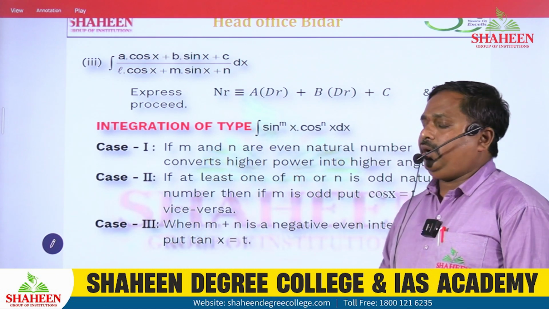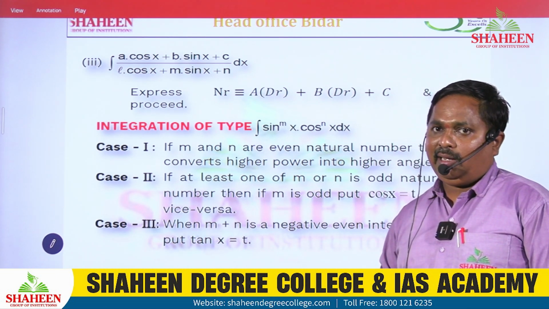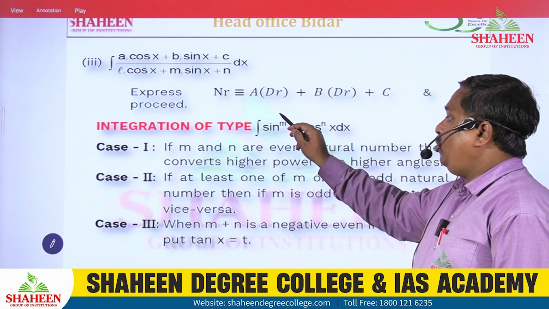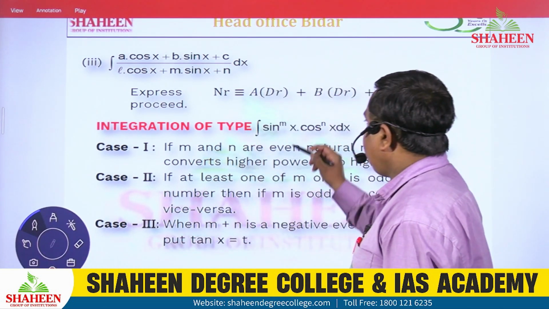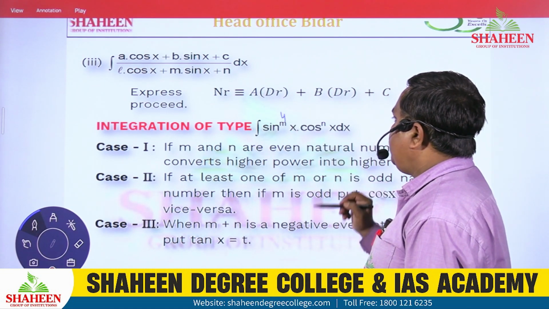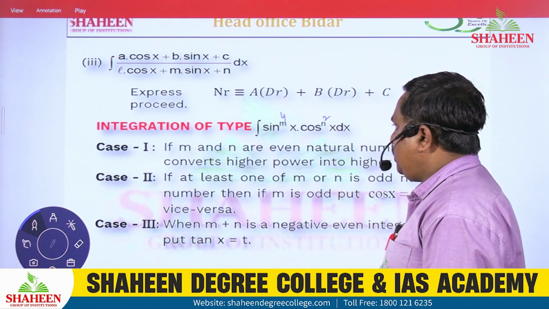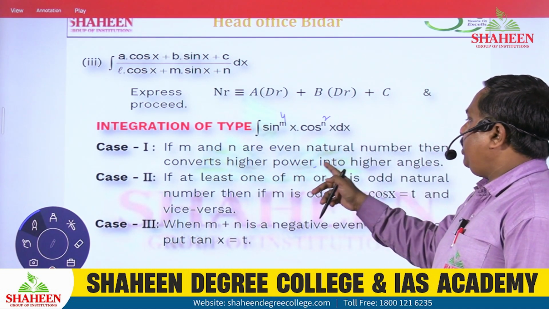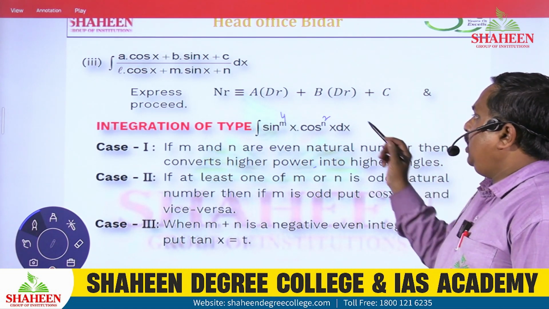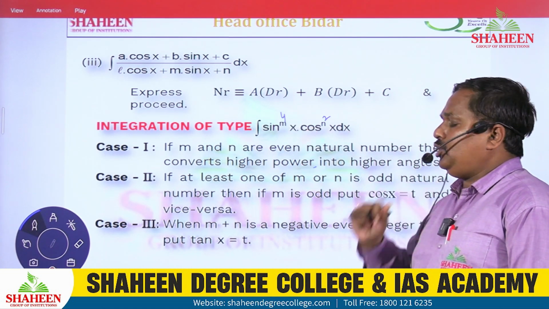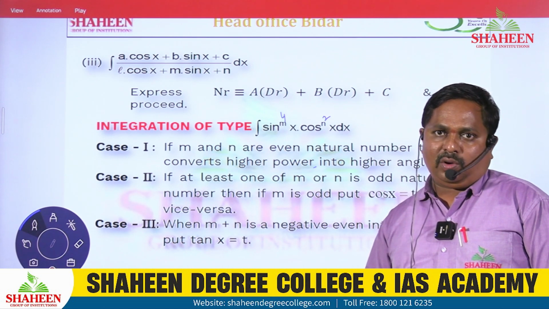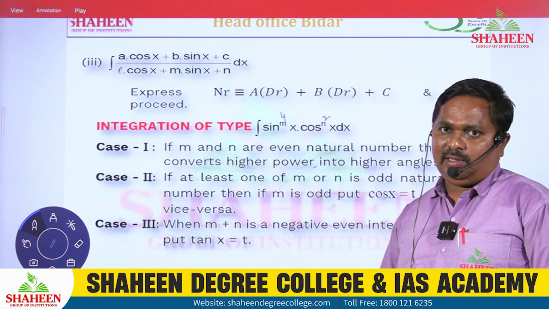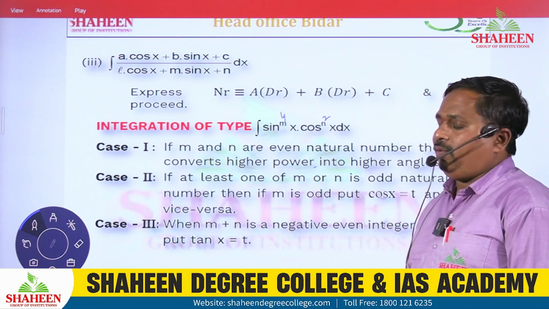Converting the higher power into higher angles means, suppose we have sin^4 x and here cos^2 x, for example. Then we convert the higher power into the lower one in terms of cos^2 x. So we are splitting this sin^4 x and substituting here.